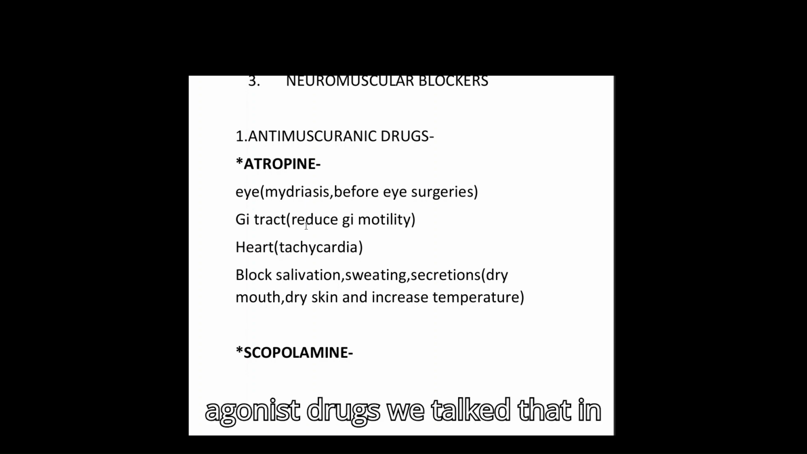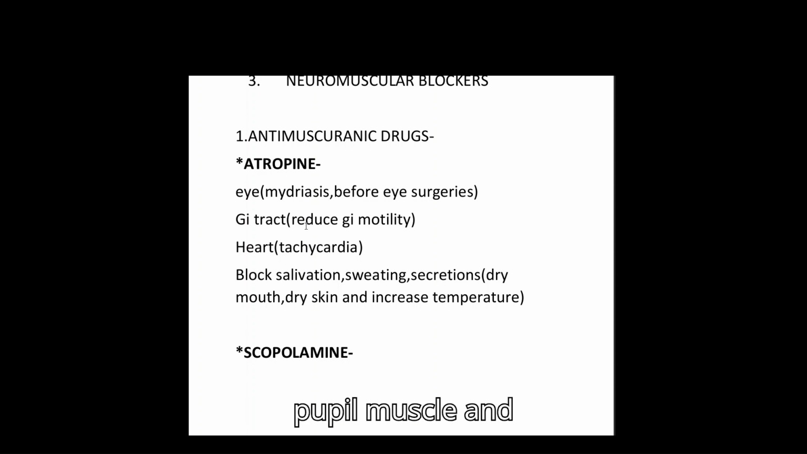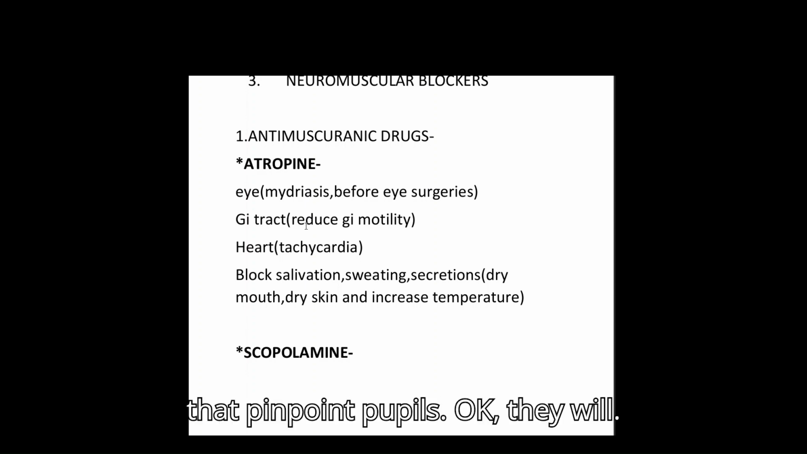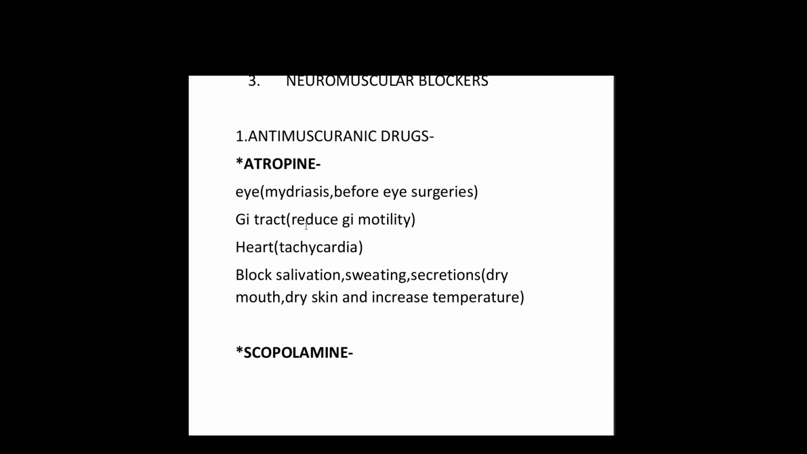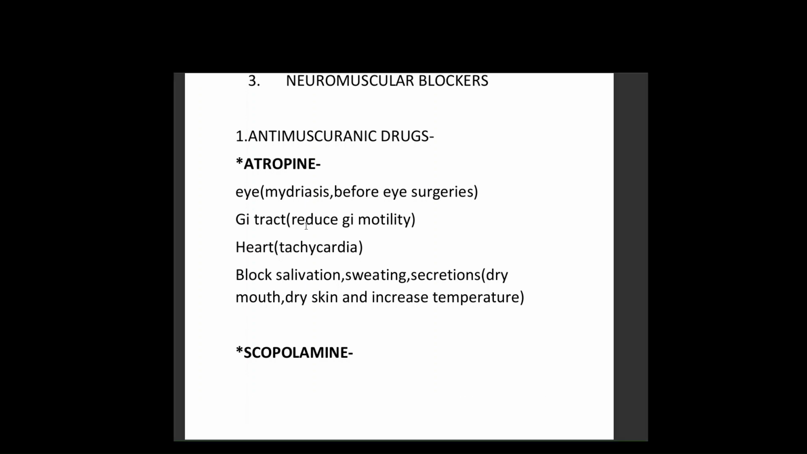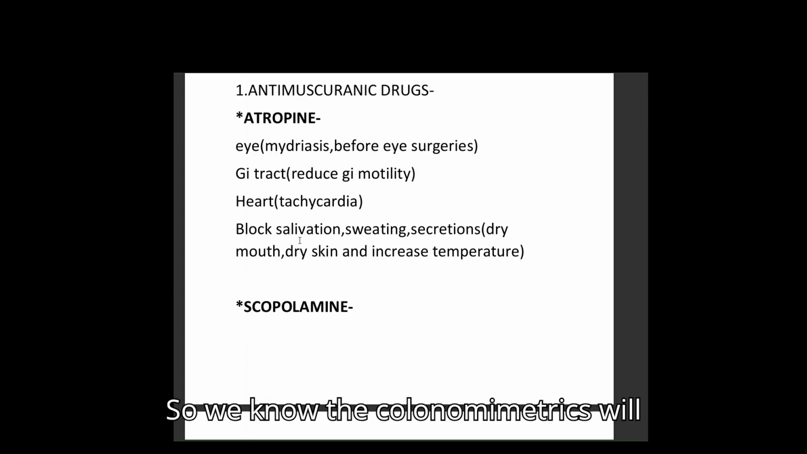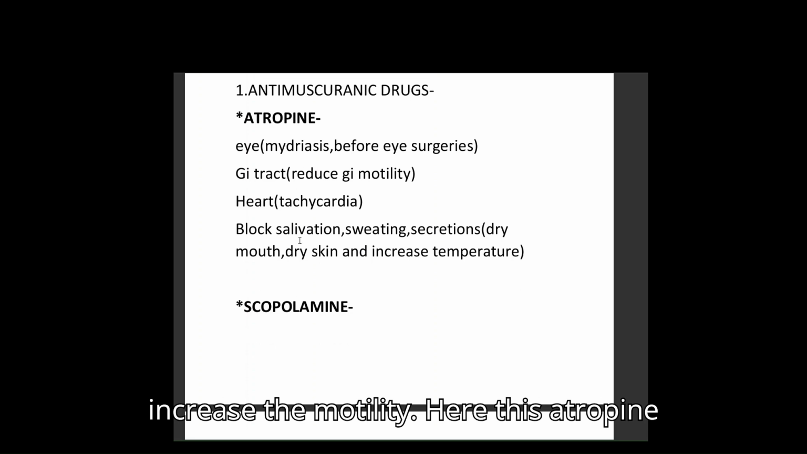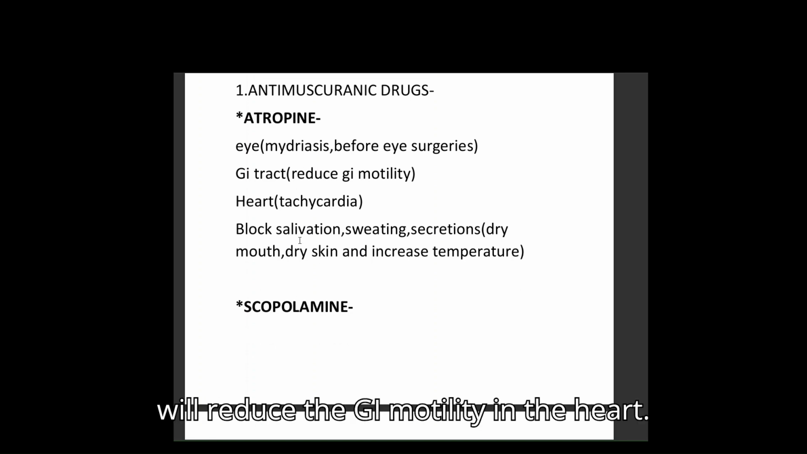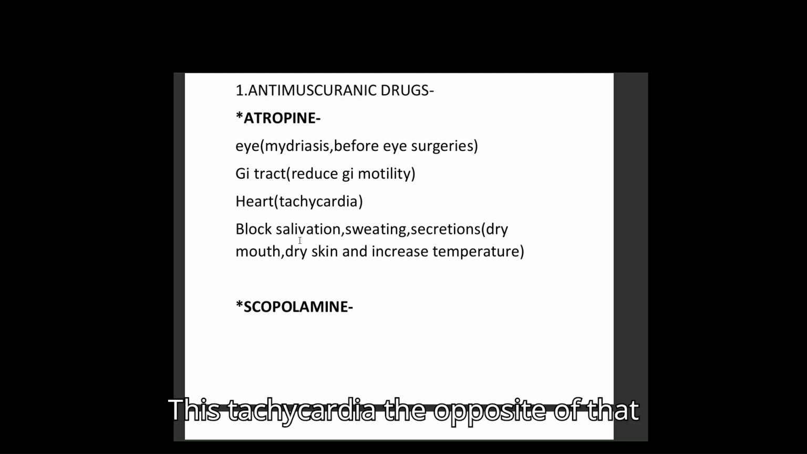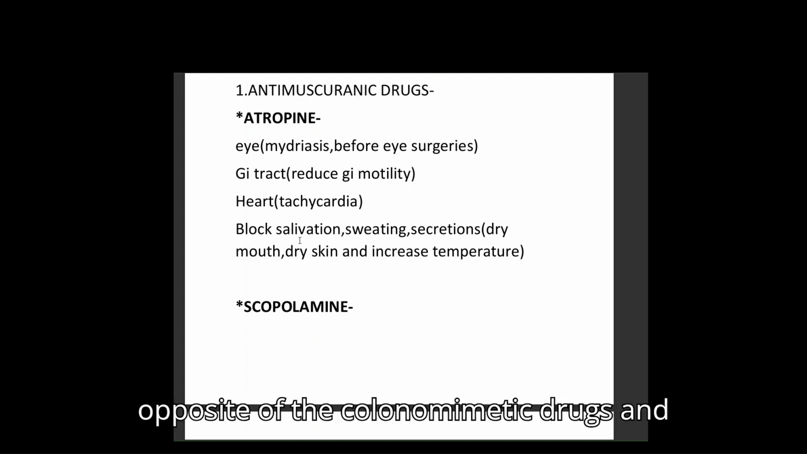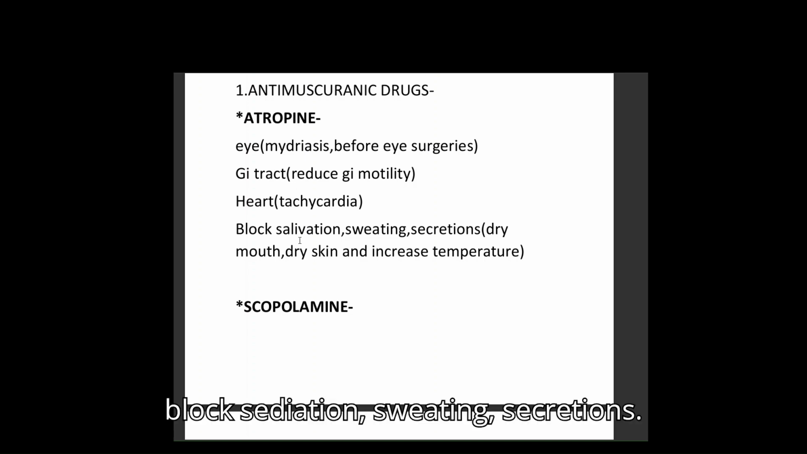In cholinergic agonist drugs, we talked about how acetylcholine or bethanechol are going to contract the pupil muscle, and that gives pinpoint pupils. But atropine dilates the pupillary muscle. In the GI tract, it reduces GI motility. We know the cholinomimetics will increase the motility, but atropine will reduce the GI motility. In the heart, it causes tachycardia, the opposite of the cholinomimetic drugs, and blocks salivation, sweating, and secretions.